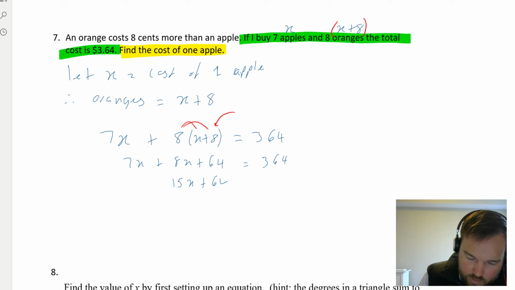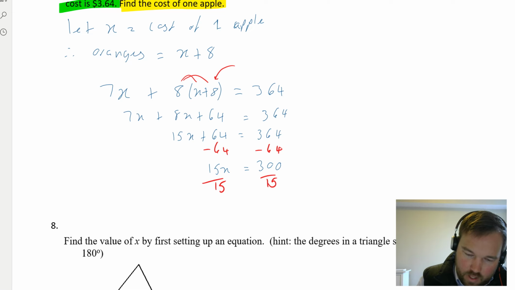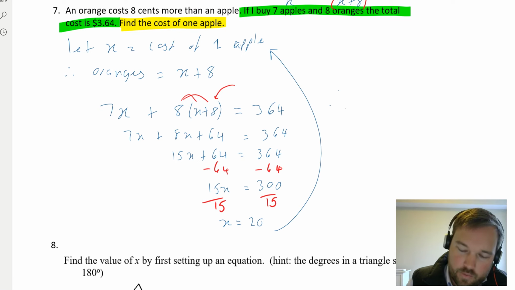15x, collecting like terms. Then we go to solving. Take 64, take 64. This is going to work out beautifully. Almost like someone planned it. 15x equals 300. 15's into 300. Well, 15's into 30 is 2. 15's into 300 is 20. So when we divide by 15, divide by 15, x equals 20. And what that tells us is the cost of an apple. So therefore, 1 apple costs 20 cents.